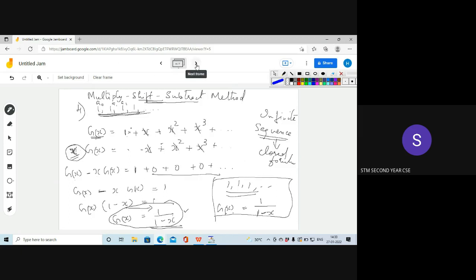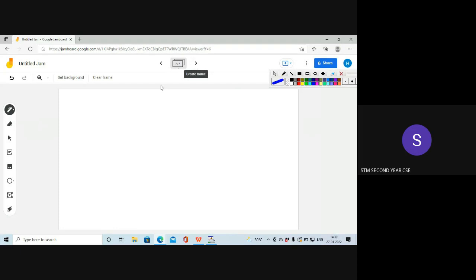Now let us move on to the next sequence. Given any sequence, you should be able to find out its generating function. So let us move on to the next sequence. I think this was the fifth one, isn't it? Fifth one.